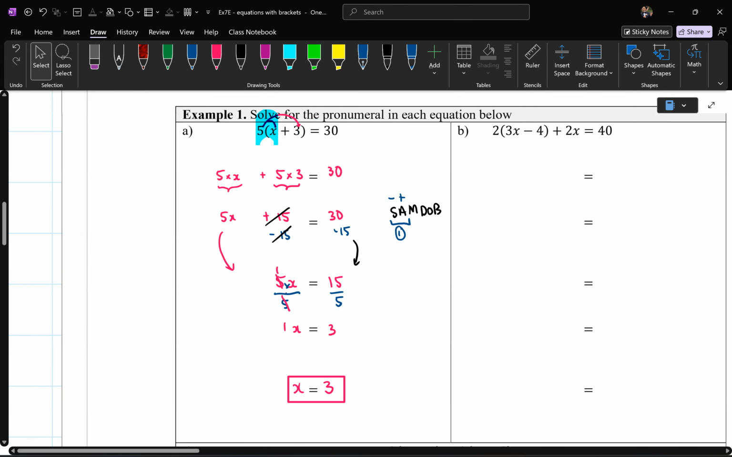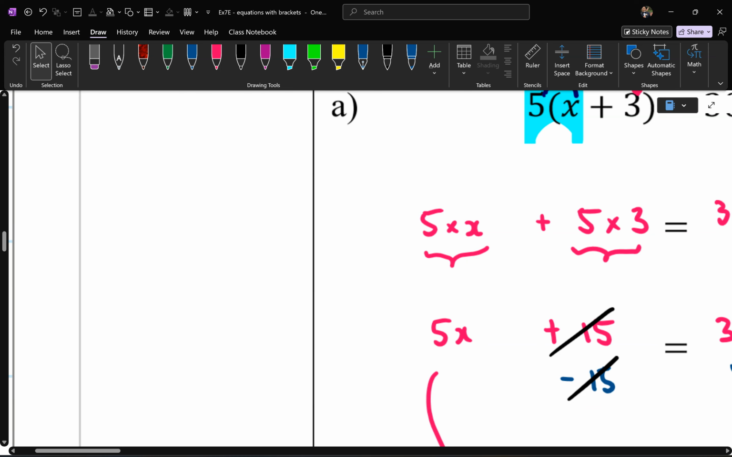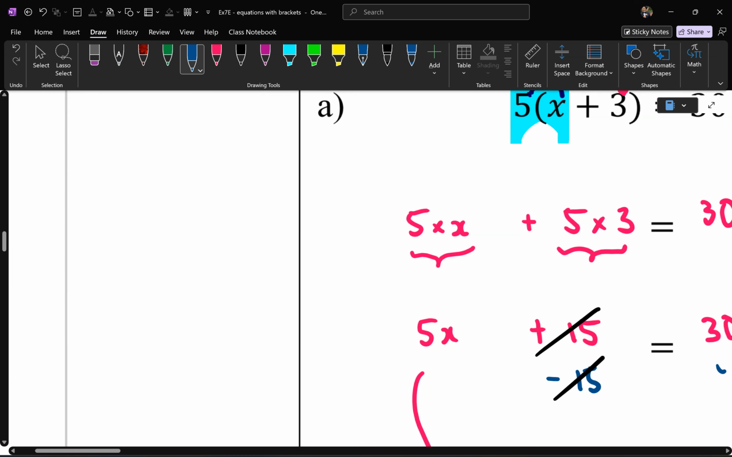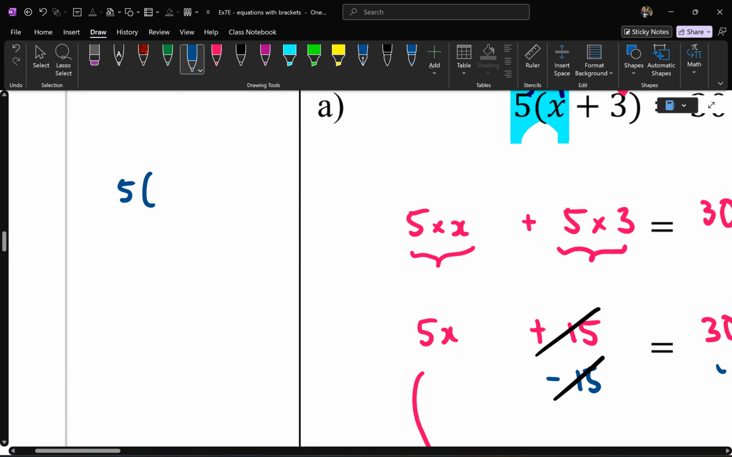Here's an alternative method. This is what the textbook wants you to do: expand the brackets and then solve the way you do with SamDub. This is the other way. I like using this way, but you have to be sort of flexible. You have to look at the problem and say, does it make sense? Will it make my life easier or worse? So here, let's have a look at the problem again.